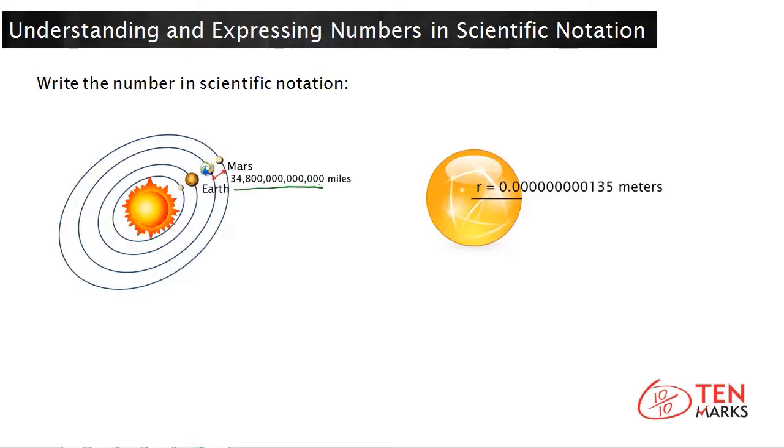It's the distance in between Earth and Mars in miles. And you can see that this number has a ton of zeros at the end. And it could be a difficult number to work with.